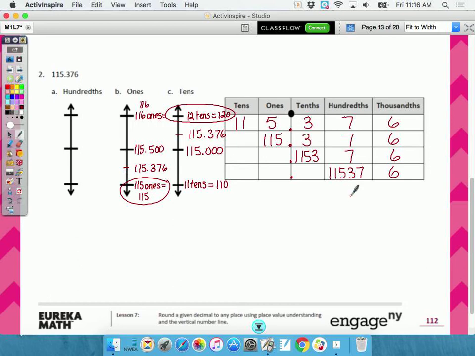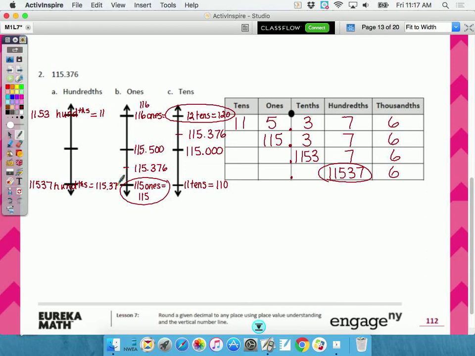The hundredths place, boys and girls, is right there. That number is 11,537 hundredths. I'm going to write it right across there, which equals 115 and 37 hundredths.